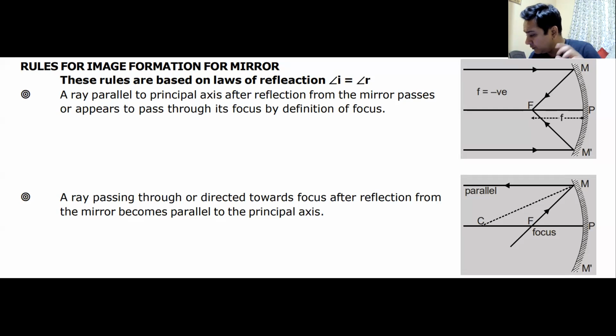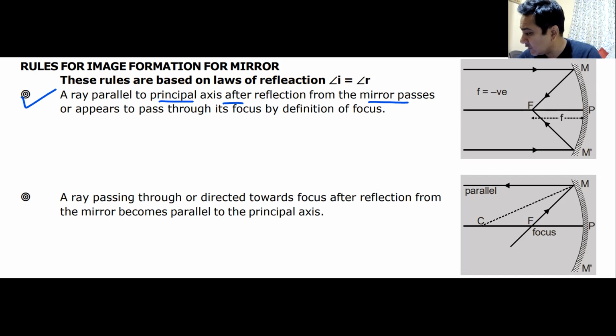Now we are going to give you three sets of rules. Out of these three rays, you can draw any two rays. Wherever they meet or wherever they appear to meet, you will get the image at that point. What is the first rule? A ray which is parallel to the principal axis, after reflection from the mirror passes through the focus.